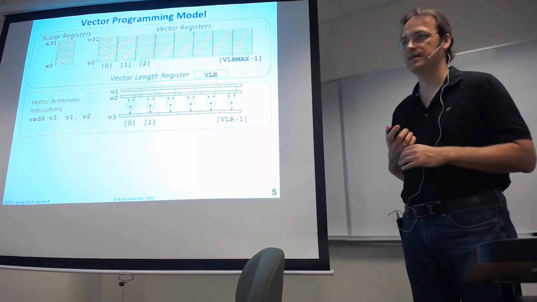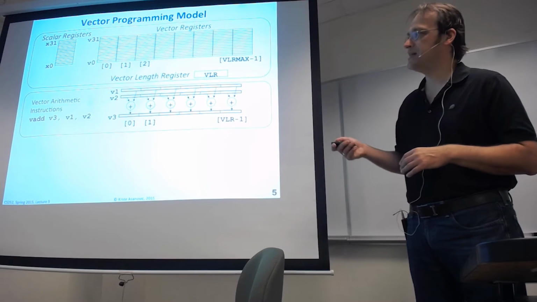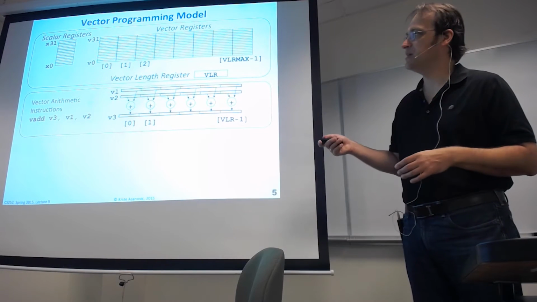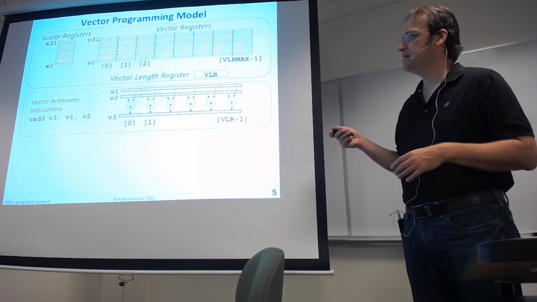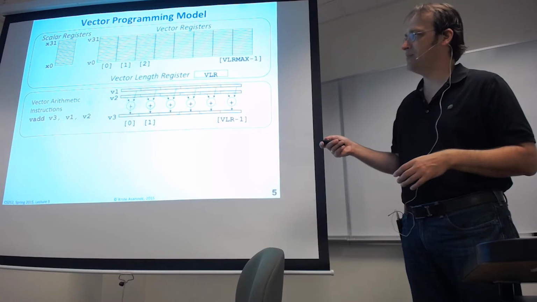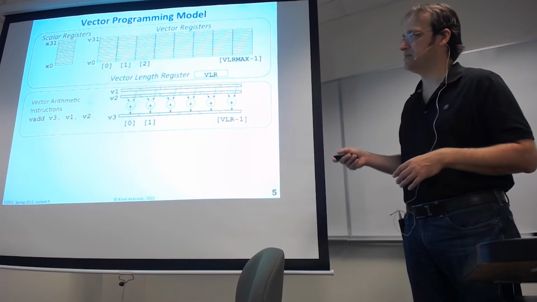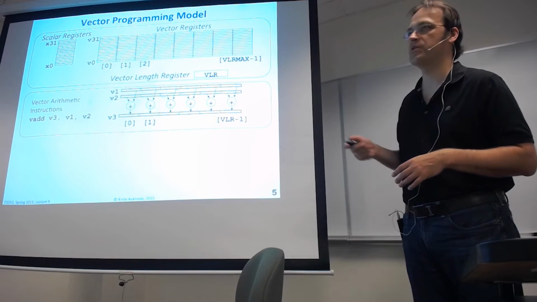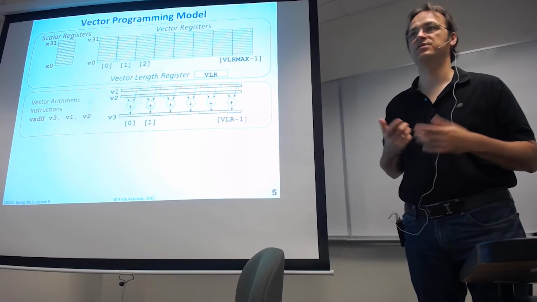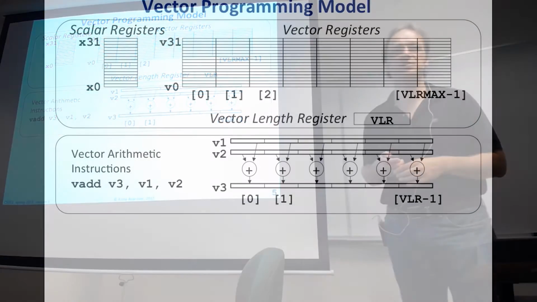So a vector arithmetic instruction is defined as being pairwise parallel across the whole vector. So every element position, you do an addition here, for example, across the whole length. So a single vector add instruction does a lot of work potentially. In vector machines, you can actually do hundreds of operations with a single instruction.